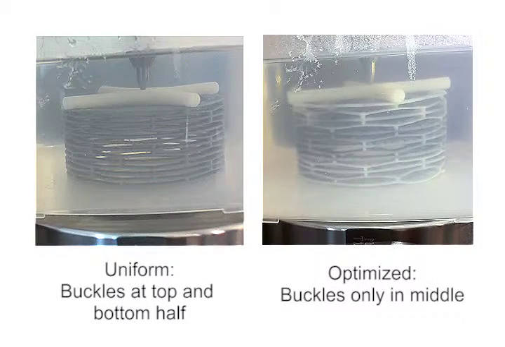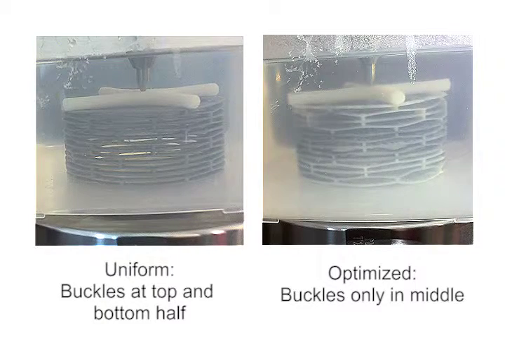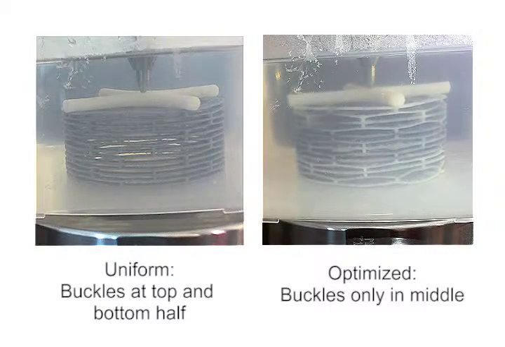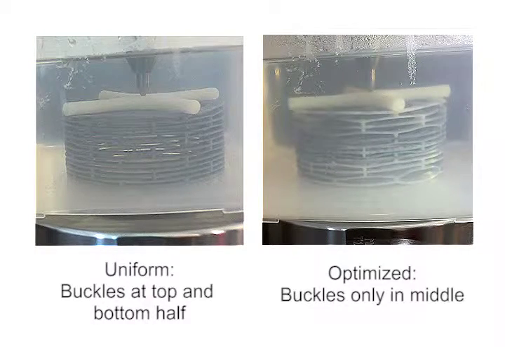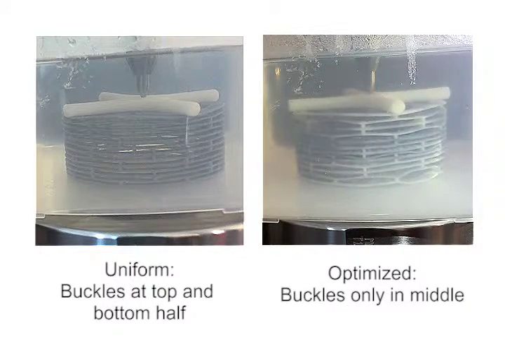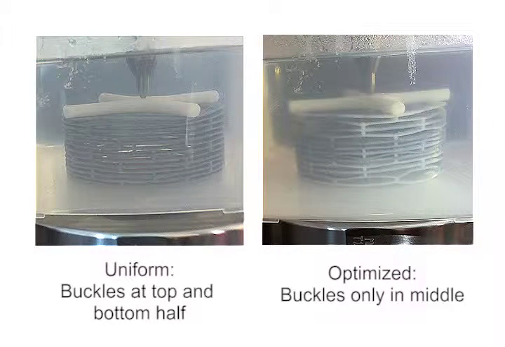Using a uniform material, the spring buckles at the top and bottom half when subjected to a force. However, with the optimized material distribution, the spring is able to buckle correctly in the middle. Thank you for watching our presentation.